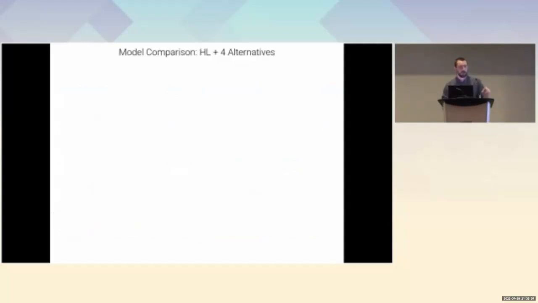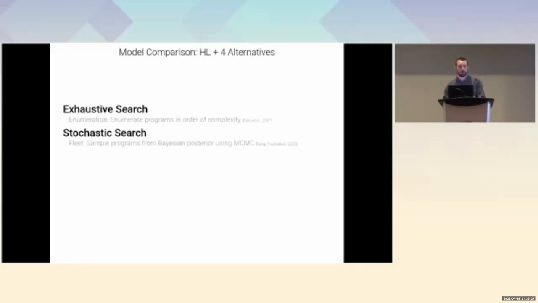Okay, so we compared HL to 4 alternative models in trying to explain that human data. The first model exhaustively enumerates every program in the language. And this approach actually does a pretty good job of predicting learning for things like Boolean functions, which is why we include it here. The second is a form of stochastic search that samples programs from a posterior. And the specific model is Fleet, which is a high performance implementation of MCMC.